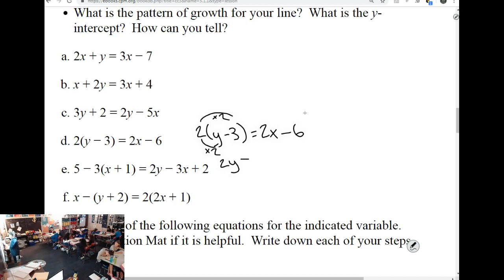minus 3y is 1. So go ahead and write down the parentheses y minus 3 equals 2x minus 3. Then you follow through, multiplying both of those numbers. So 2 times the y, 2 times the 3.